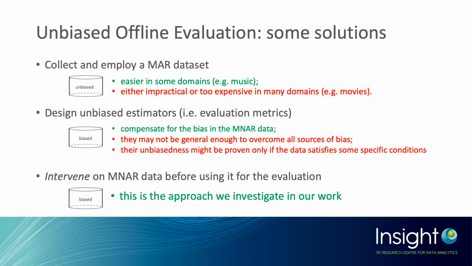But designing an unbiased offline evaluation is possible, and the most straightforward solution is to collect and employ an unbiased dataset. But for reasons I won't explain because of time limits, this approach is easier in some domains, but either impractical or too expensive in many other domains. Another solution is to design unbiased estimators that compensate for the bias in the MNAR data, but they might not be general enough to overcome all sources of bias, or their unbiasedness might be proven only if data satisfies some specific conditions. In our work, we focus on a third approach, which consists in intervening on MNAR data before using it for the evaluation.